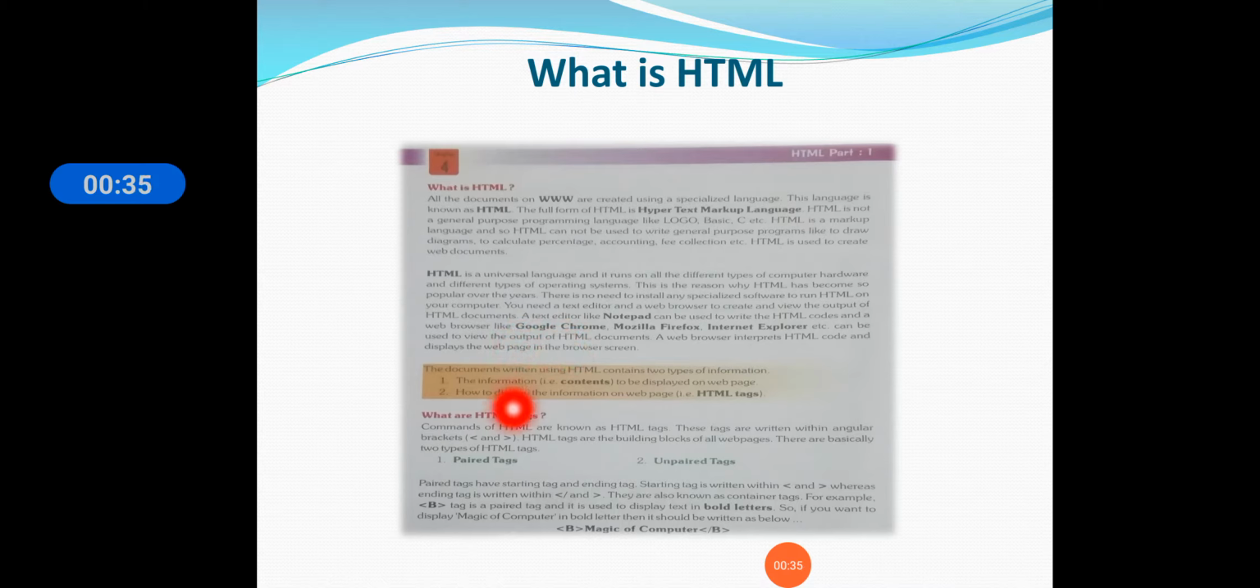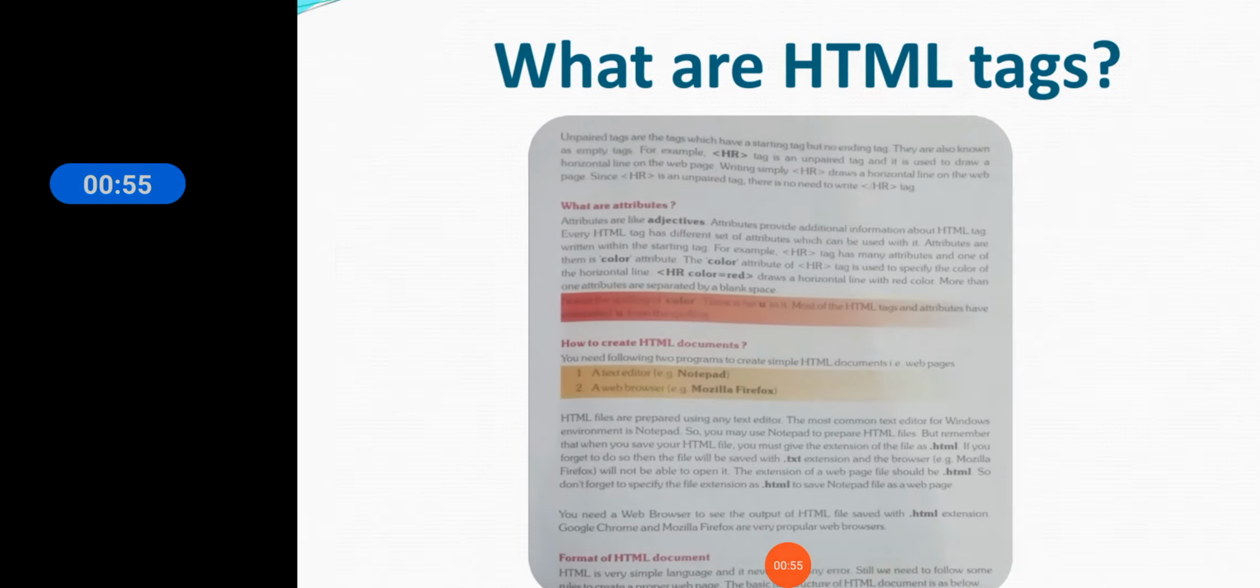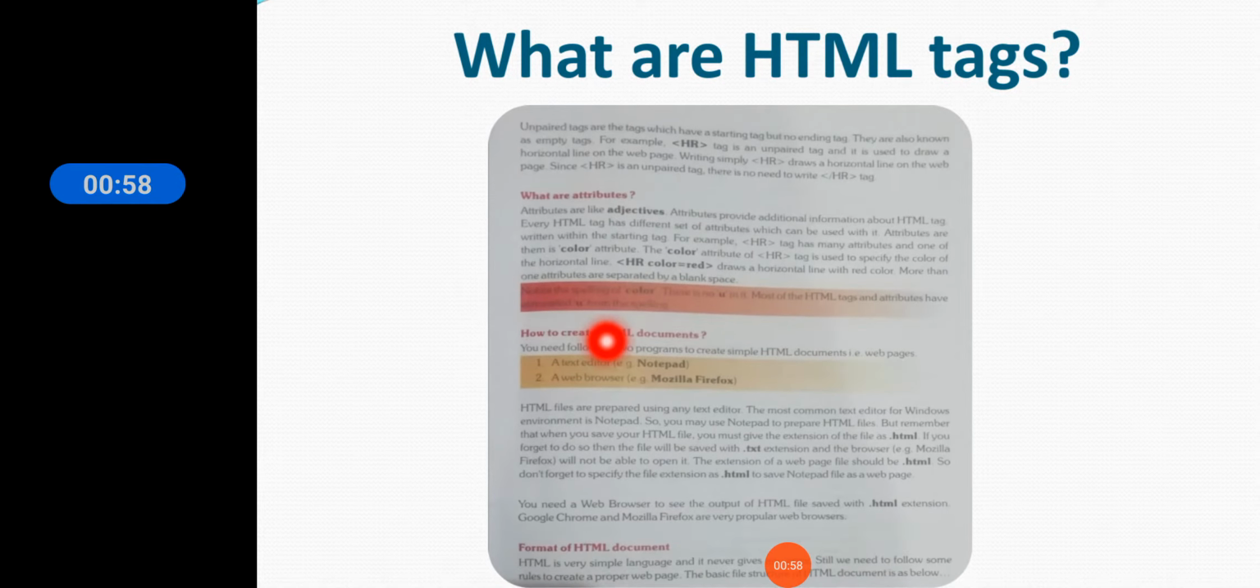In HTML tags we have seen there are two types, paired tags and unpaired tags. And we have seen one HTML tag, that is B, for making the letter bold. Then we have seen what are the HTML tags, what are the attributes, how to create HTML documents. Here HR is an unpaired tag. We use it only one time and it draws a horizontal line, and here HR color is equal to red. We can give the line any color we want. Color you have to specify as color.